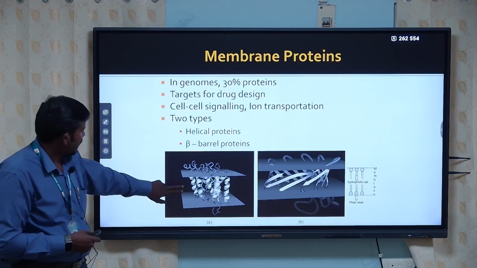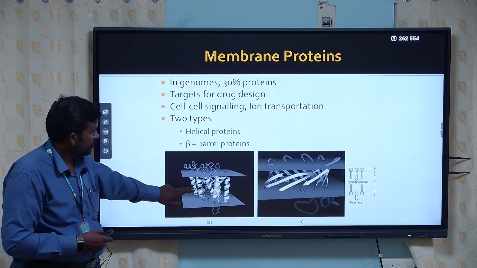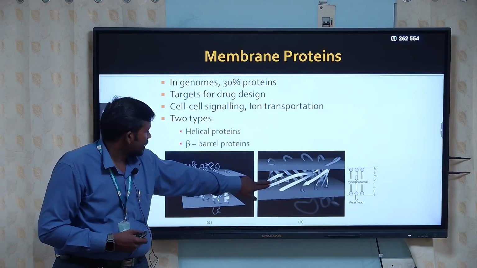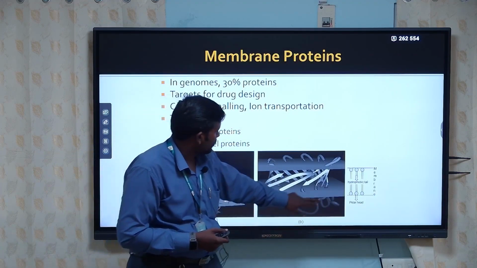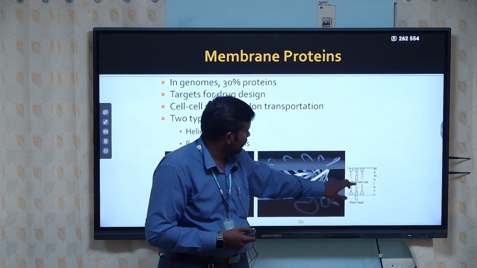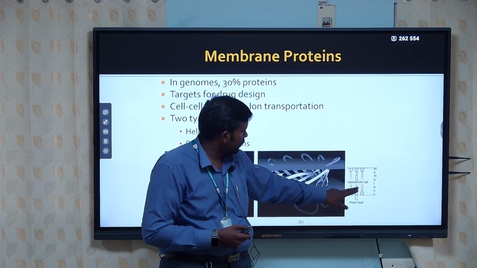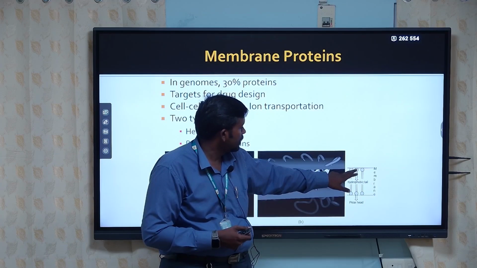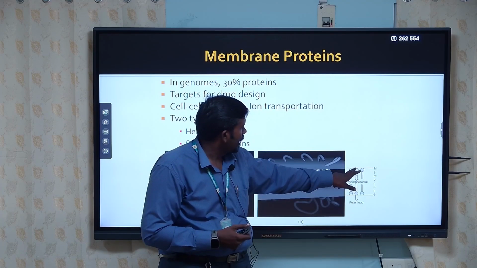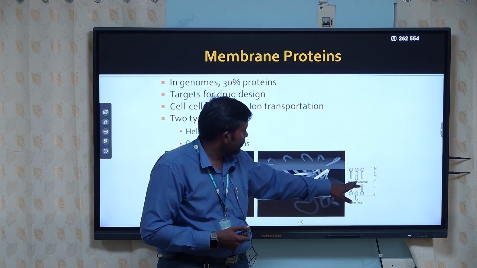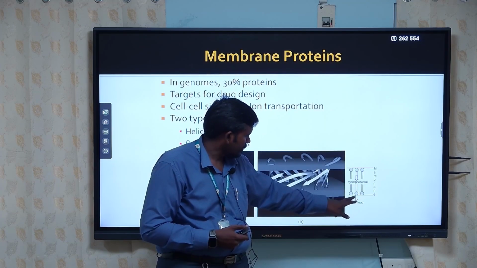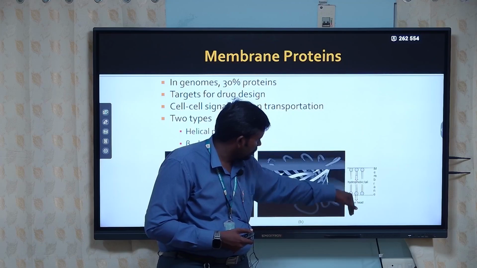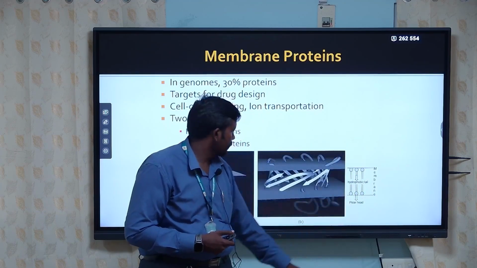This is the helical protein. You can see this is a membrane protein, which we call a transmembrane protein. This is the beta barrel protein. Here you can see how the membrane works. Here you have the hydrophobic, lipophilic tail, and this is the hydrophilic, polar head. The ions will transfer through this. This is the membrane.